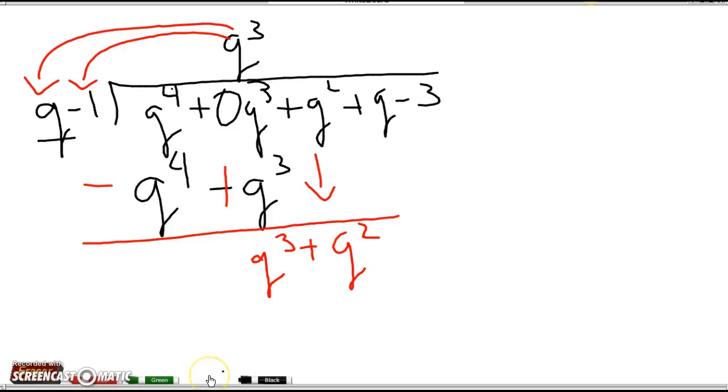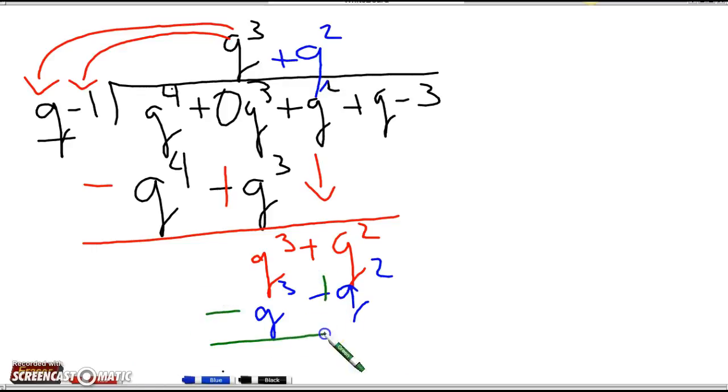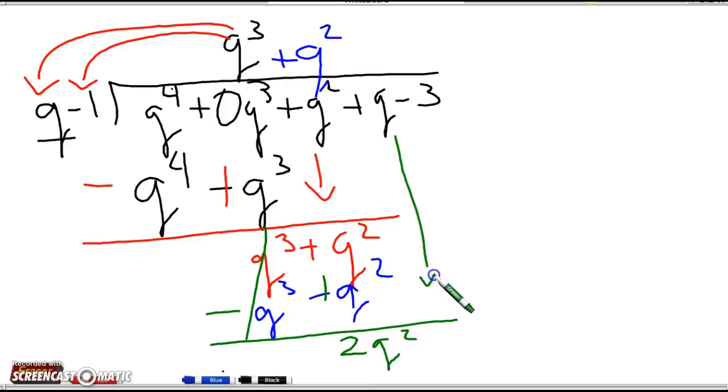Now I'm going to have plus q squared, so I get q to the third minus q squared. Again, I subtract, and I get 2q squared plus q, and I get plus 2q. I've run out of space. I hate that. But I will go on.